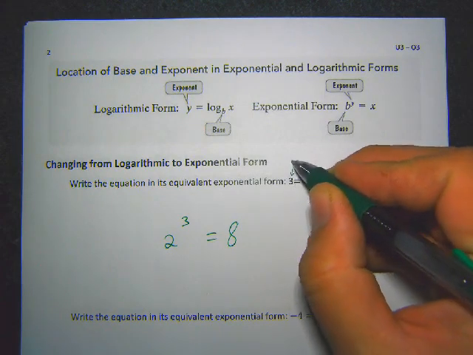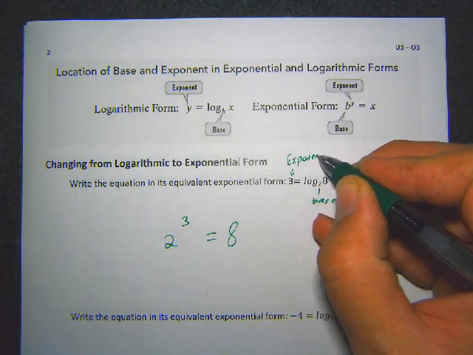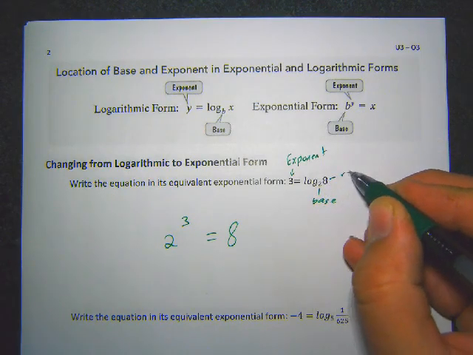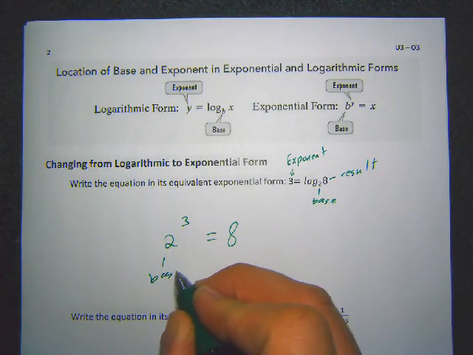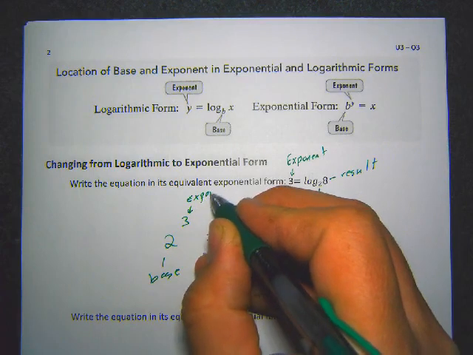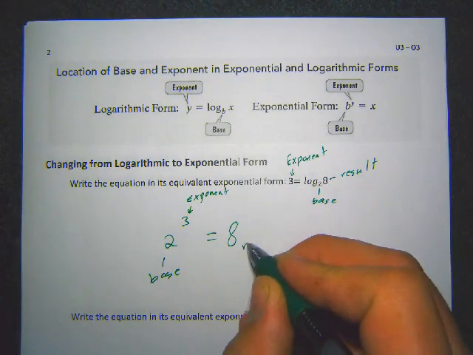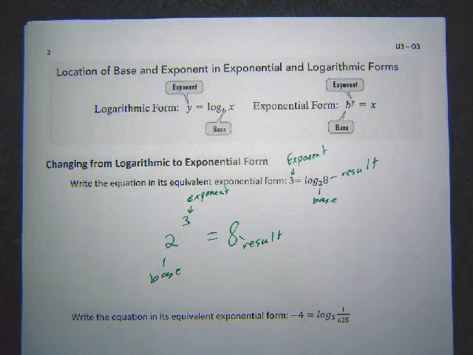This is your exponent, or power. And this is the result that you're going to get out. Just like this is your base. This is your exponent. And this is your result. So that's what you're looking for.